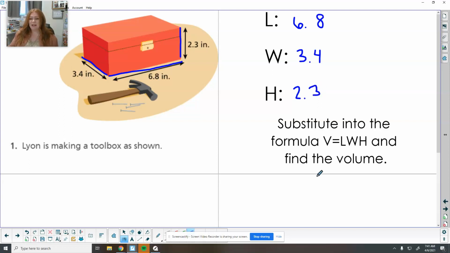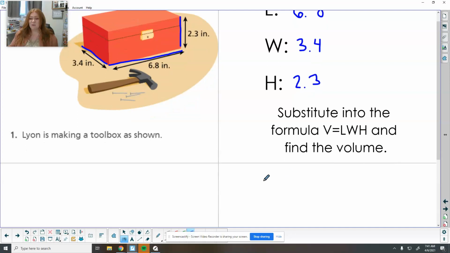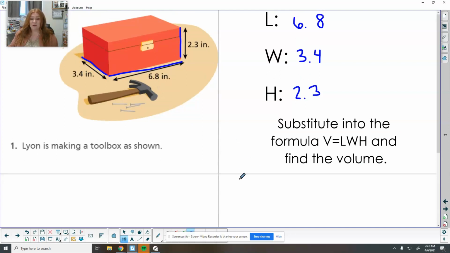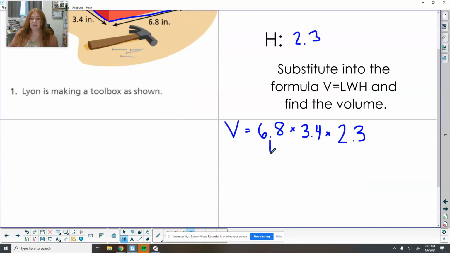So now we want to plug in our dimensions into our formula. So we don't know the volume, so we're looking for the volume when the length is 6.8, and then we'll times the width of 3.4 and times the height of 2.3. So we're going to start and do 6.8 times 3.4. So go ahead and try that part. Don't forget to move your decimals. Pause the video and do that and come back and check.